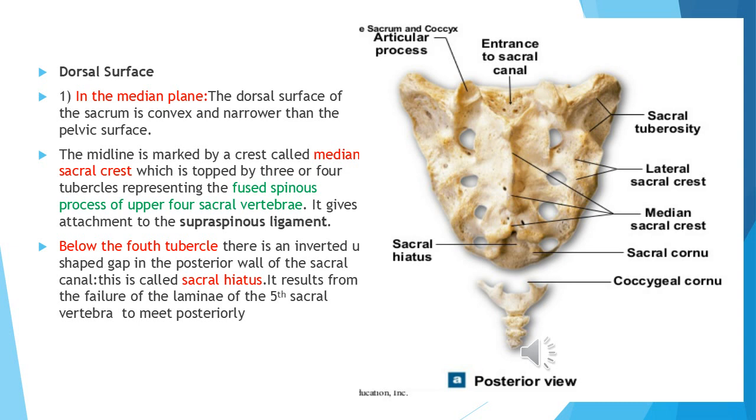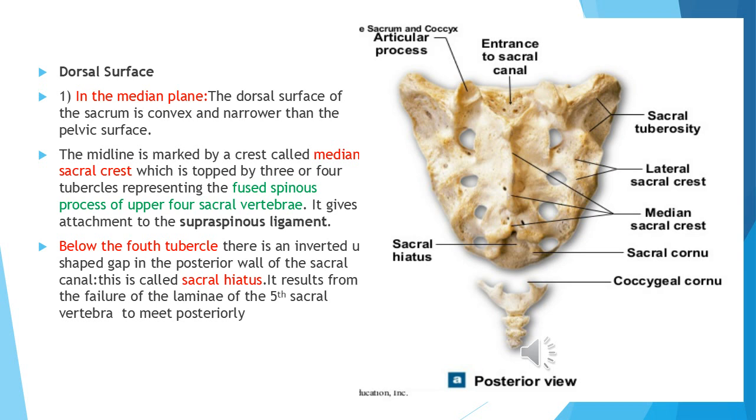And what is this median sacral crest? That is formed by the fusion of the spinous processes of the upper four sacral vertebrae. So it is forming the median crest. On the top of that, after the fusion, you can see the tubercles. This crest is topped by 3 or 4 tubercles, which represent the fusion of the spinous processes of the upper 4 sacral vertebrae.